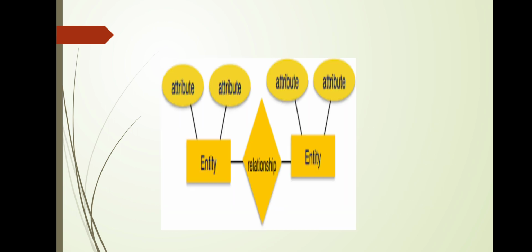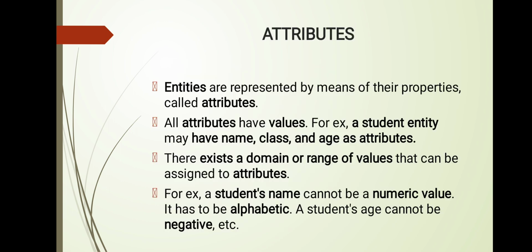which means all these entities have some attributes or properties that give them their identity. And next one is attributes. Entities are represented by means of their properties called attributes. All attributes have values. For example, a student entity may have name, class and age as attributes. A student's name cannot be a numeric value. It has to be alphabets, A, B, C, D, etc. At the same time, the student's age cannot be negative. So, there exists a domain or range of values that can be assigned to attributes.